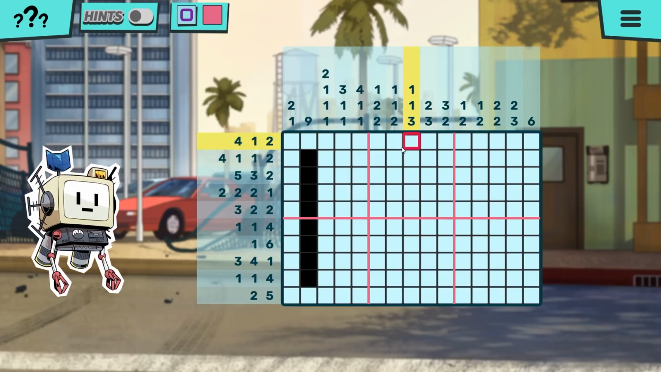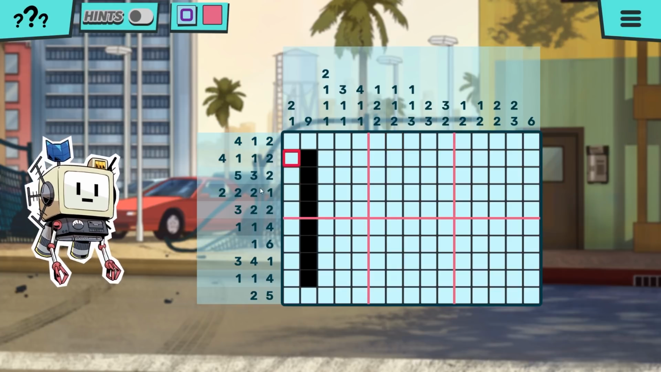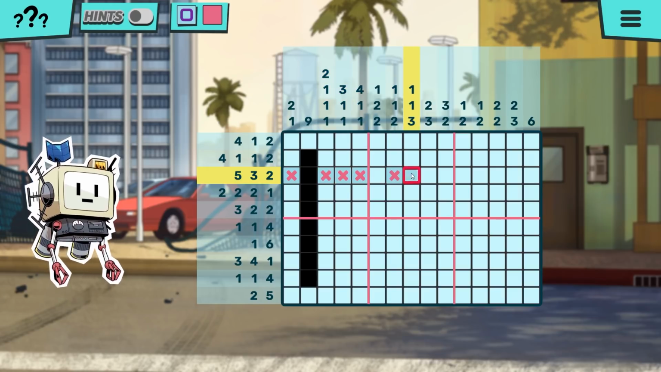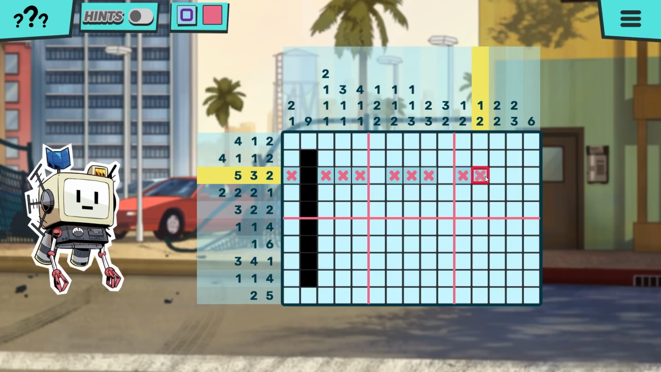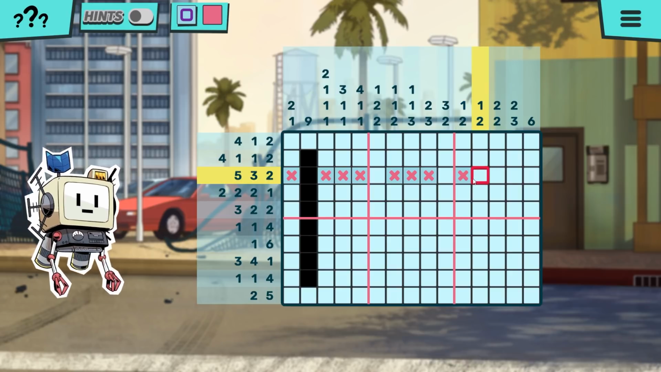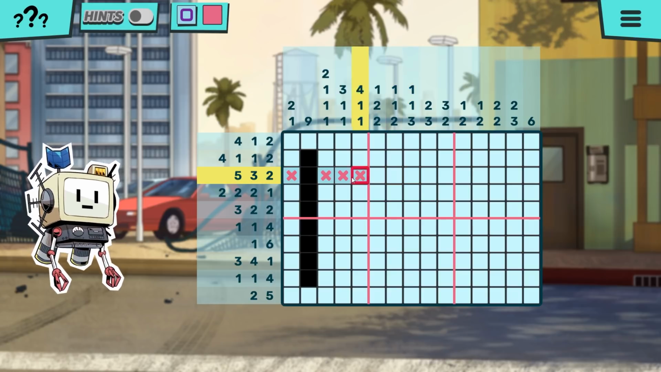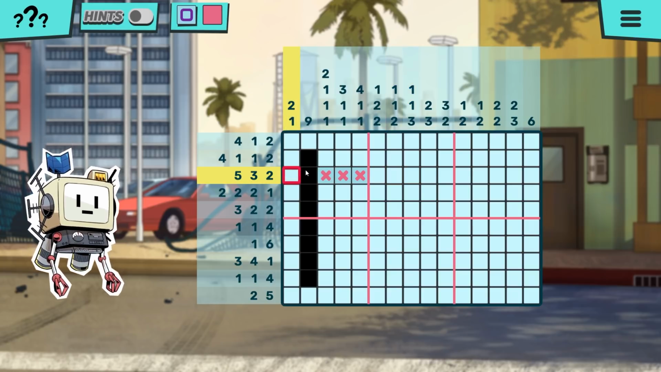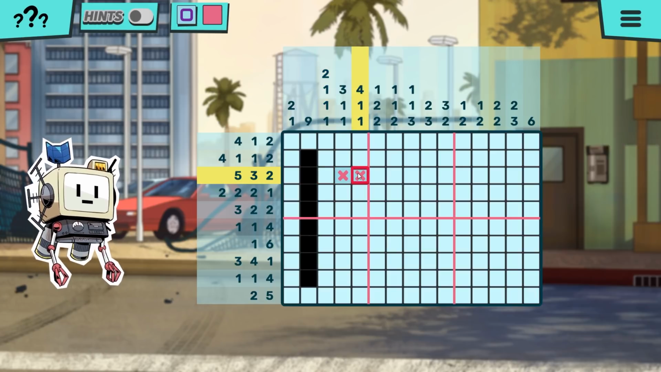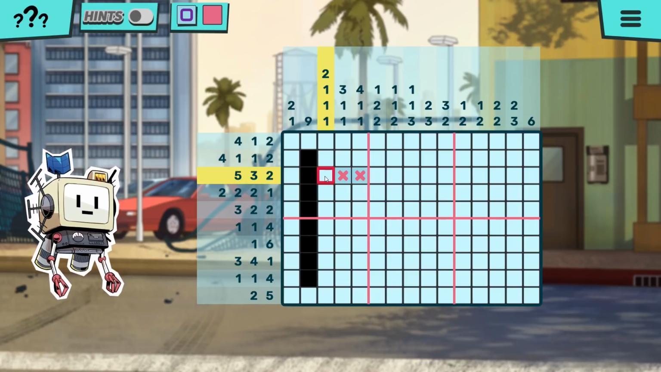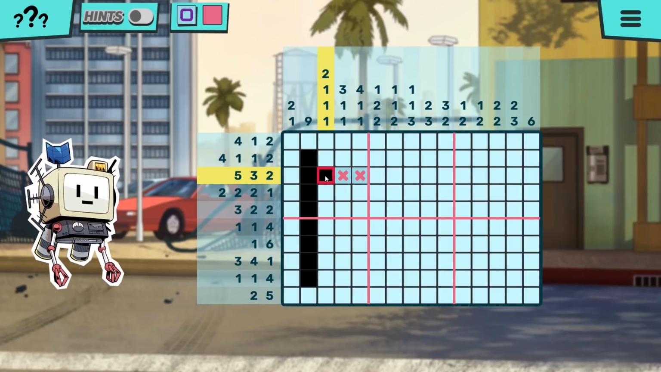5, 3, 2? Really? Interesting. Let's see. 1, 2, 3, 4, 5. 1, 2, 3, and 2. So 3 can go over, which means I can't do any of that. But it does mean that 1, 2, 3. Well, doesn't that mean that this has to be part of the 5?